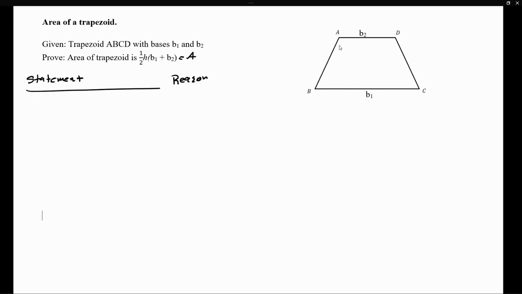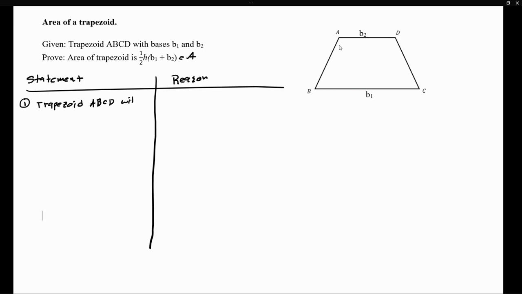So why is it that the area of a trapezoid is nothing more than half of the base times base 1 and base 2? Well, let's see why that makes sense. In our proof, let's start with the givens. All we know is that we have a trapezoid ABCD, and it has bases B1 and B2. So this is the given.